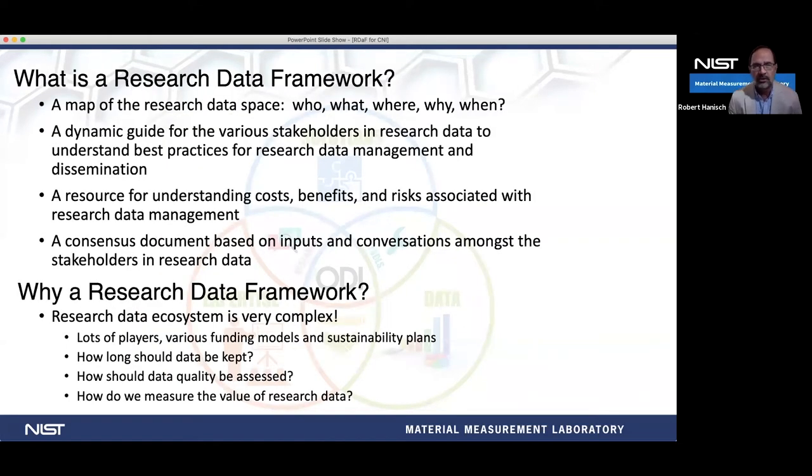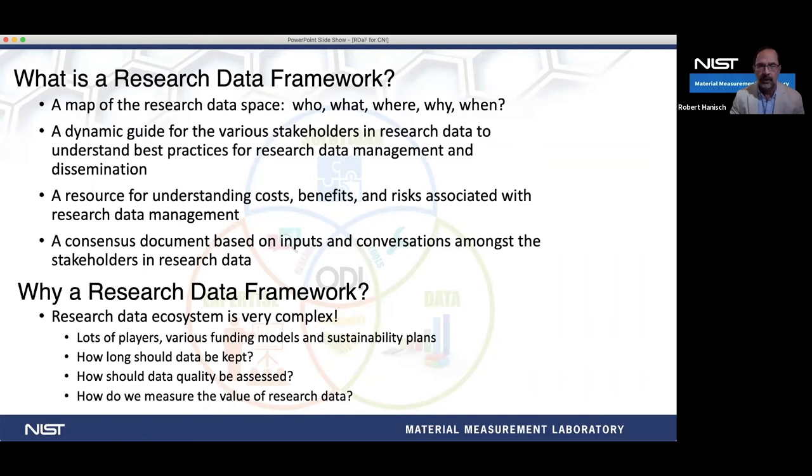So transitioning into this, what is a research data framework? Well, I like to think of it as a map. It's a map of the research data space. Who's involved? What are they doing? Where are they doing it? Why are they doing it? When are they doing it? And for those who are wanting to enter into the research data space, it basically forms a guide.